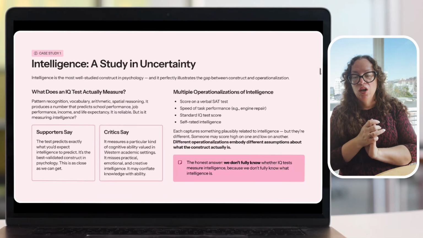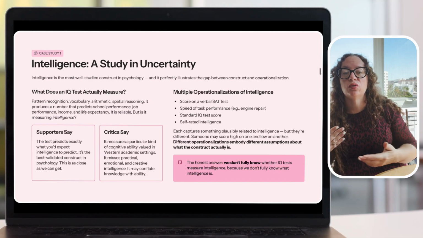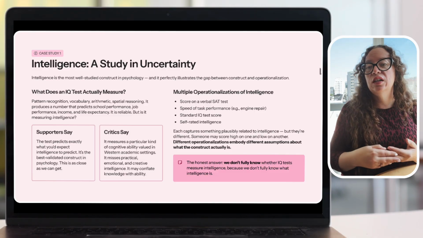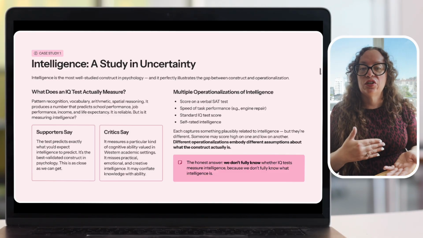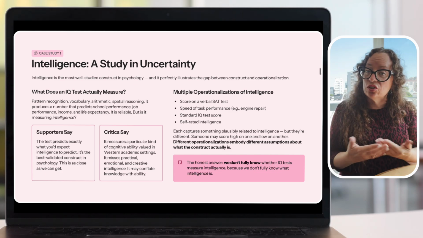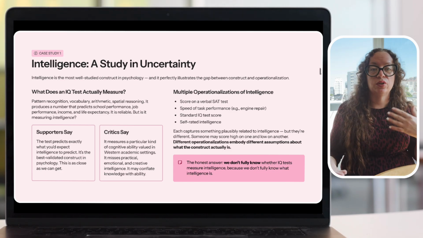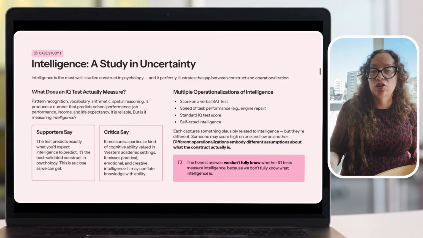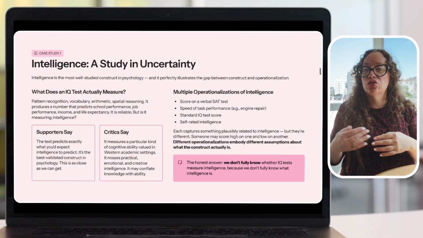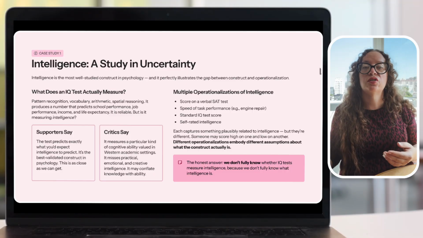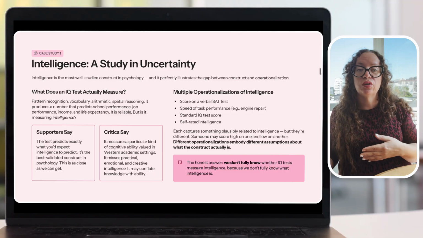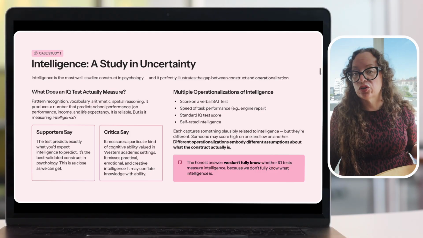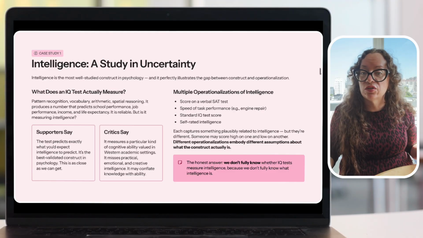Okay? So let's look at a case study. Okay, let me walk you through this carefully with intelligence because it's the most well-studied construct in psychology and it illustrates the problem perfectly. So first ask yourself, what is intelligence? Is it the ability to learn, the ability to solve problems, the ability to adapt to new situations, the capacity for abstract thinking, the ability to acquire knowledge, all of these, some of these? Is there one intelligence or are there multiple intelligences? Is intelligence fixed, something you're born with, or is it malleable and can be developed? Is intelligence the same across cultures, or does it mean different things in different cultures?